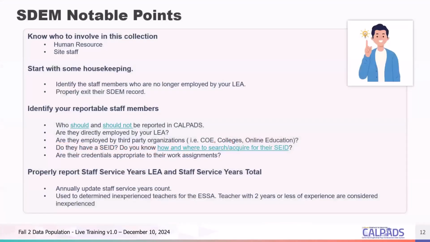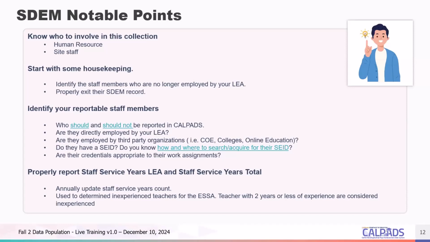These are the notable points that we want to ensure that you understand with regards to the SDEM file. You'll need to coordinate with human resources and with school site staff in obtaining the relevant data for the SDEM file and ensuring an accurate data submission in CALPADS for Fall 2 more generally. Fall 2 includes only certificated staff active as of Census Day and course sections that are occurring on Census Day. Staff members no longer employed by your LEA must have their SDEM records exited in CALPADS.